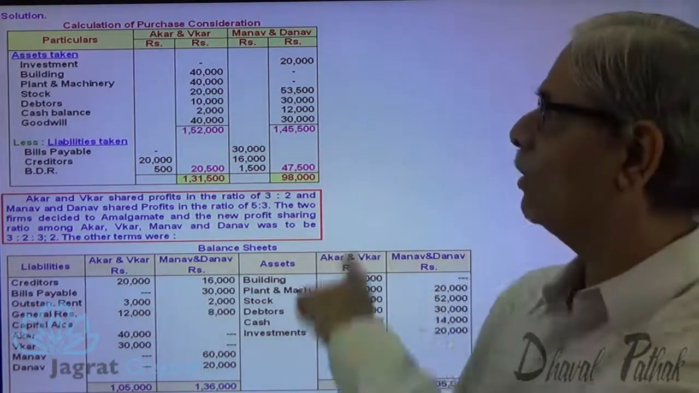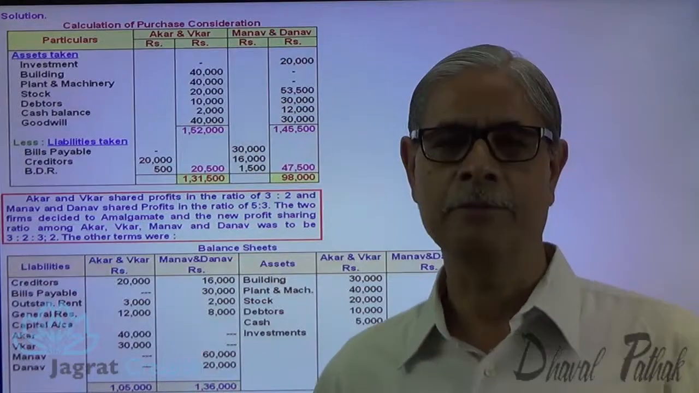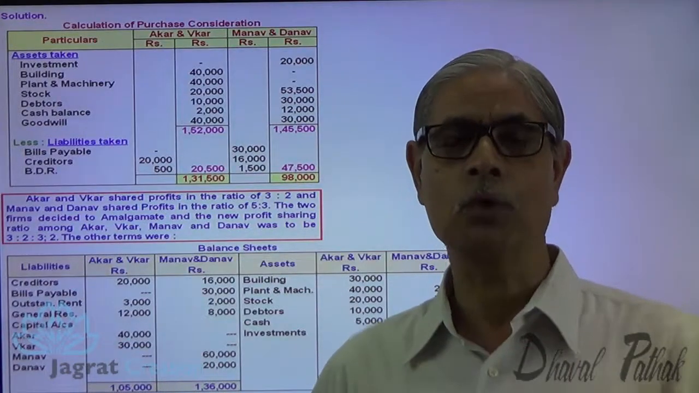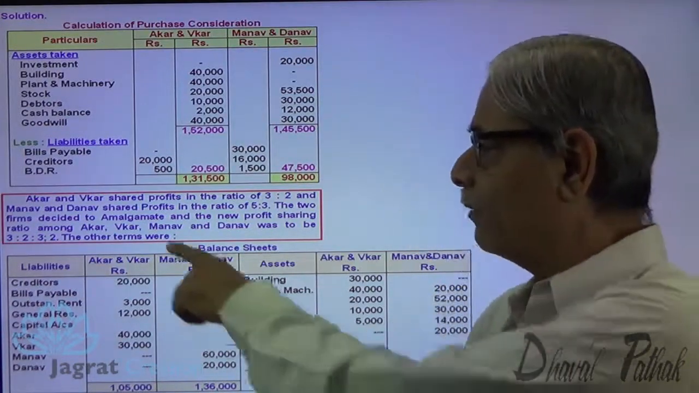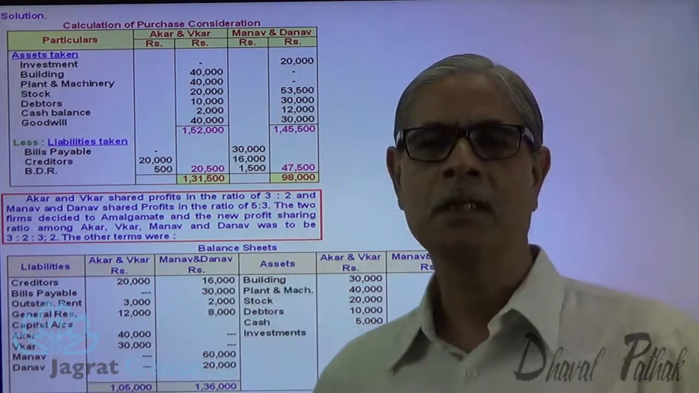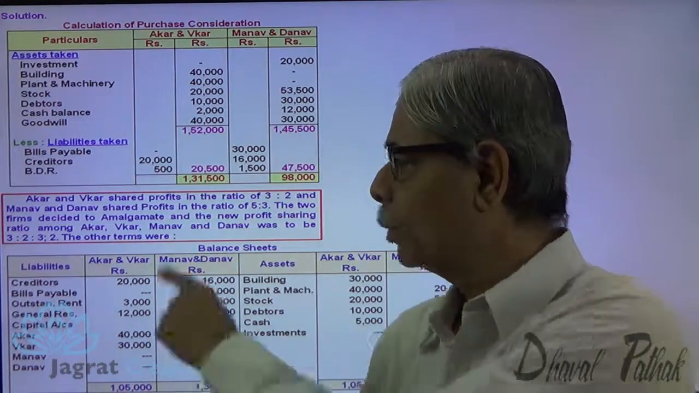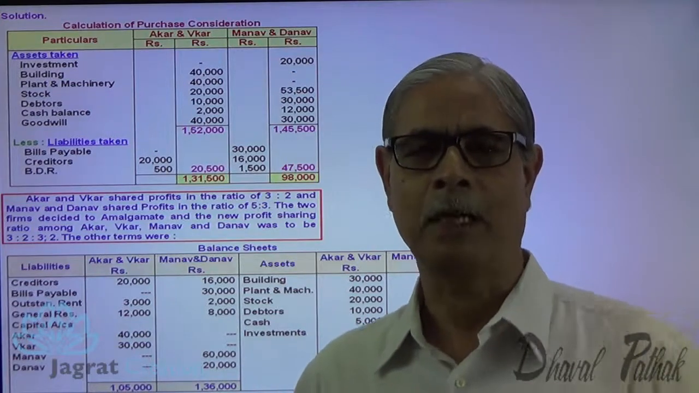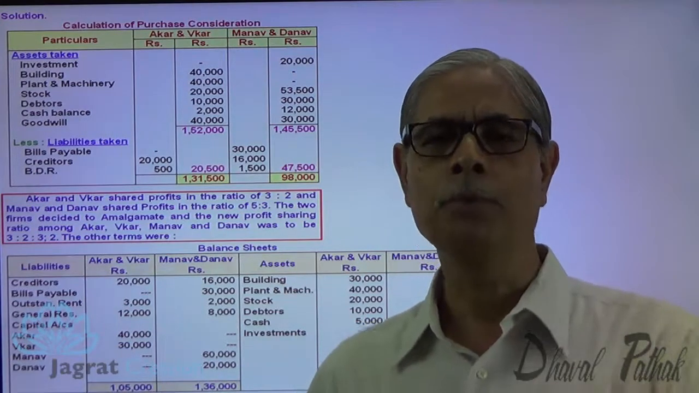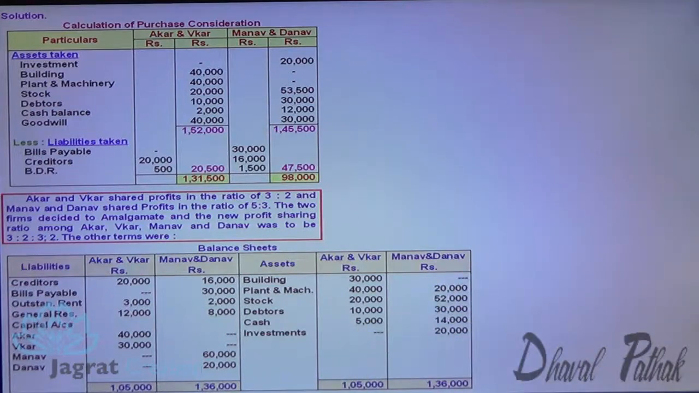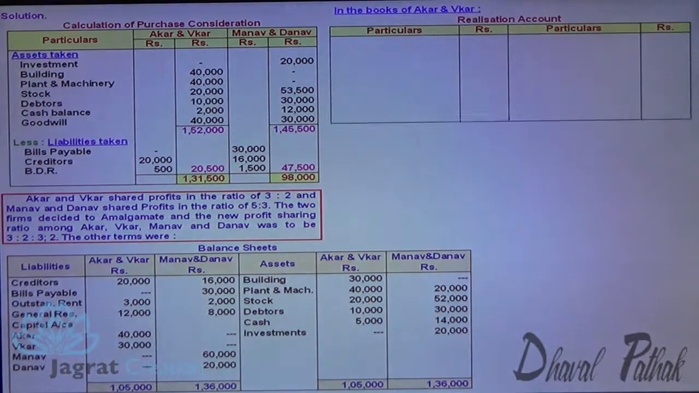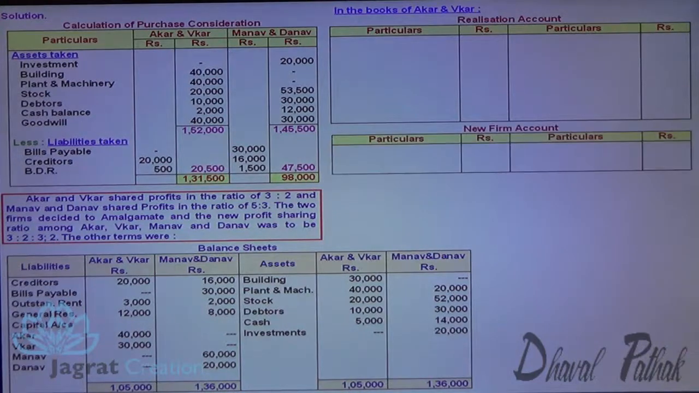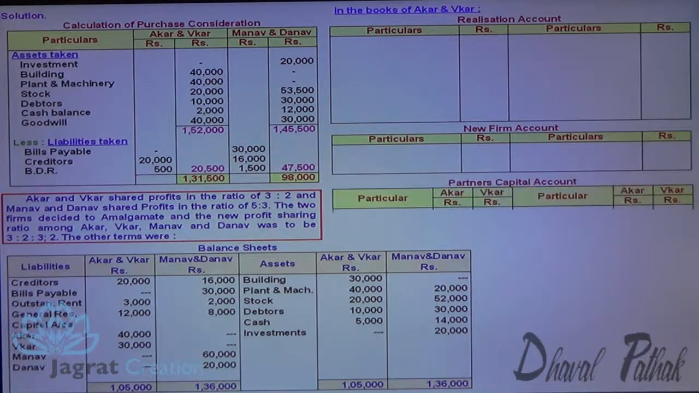Now after preparing this purchase consideration, let me first of all write down the books of accounts of a vendor firm. So I want to prepare the dissolution accounting in the books of Vakar and Vakar. For that I am going to prepare realization account, partner's capital account, and the new firm to whom the business is being sold. So let me start preparation, the ledger accounts in the books of Vakar and Vakar. So here I prepare realization account, new firm account to whom the business is sold, and the partner's capital account.